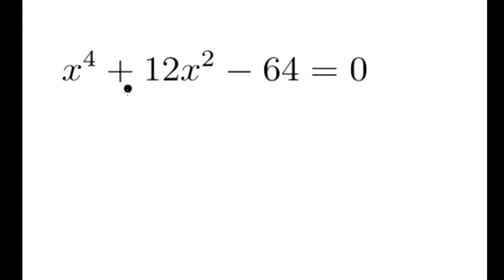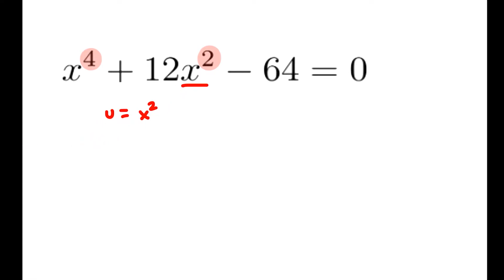All right, this first one says x to the 4th plus 12x squared minus 64 is equal to 0. And the thing I want you to notice here is that this right here doubles it. If you double this 2 right here, it becomes 4 over here. And that's kind of the sign that you're going to have a quadratic structure equation. So our u in this case is going to be that x squared right here.